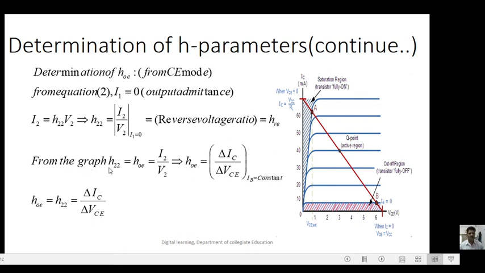From the graph, H22 is equal to HOE equals I2 divided by V2, which gives HOE. HOE is the output admittance. It is equal to delta IC, the change in collector current, to the change in collector emitter voltage at IB equal to constant. So here HOE is equal to H22 equals delta IC divided by delta VCE. This is known as HOE.